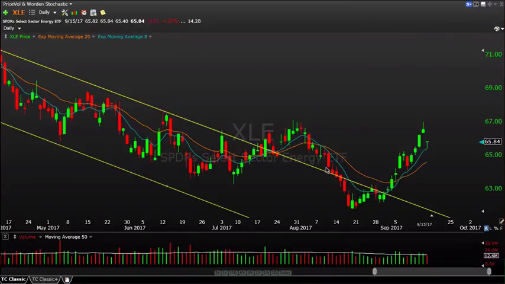Energy, we've talked about this now. Also really starting to come back into favor here. It basically made a straight line shot from these year-to-date lows all the way back up to $67. So basically 5 points, in very quick fashion here. And now it's starting to pull off.